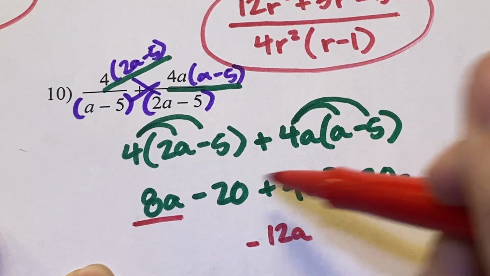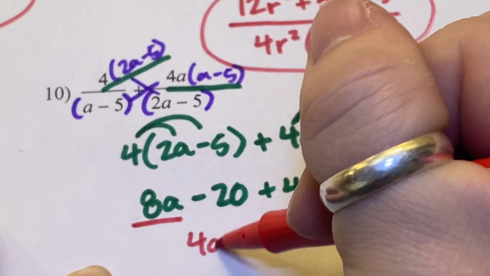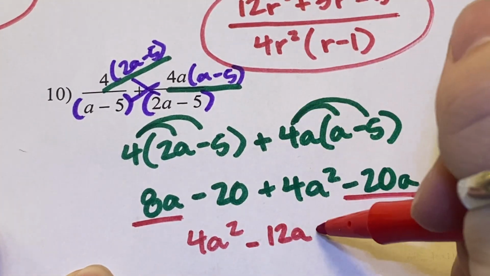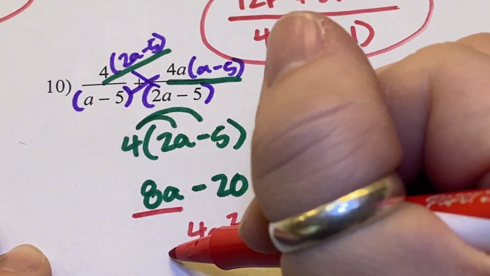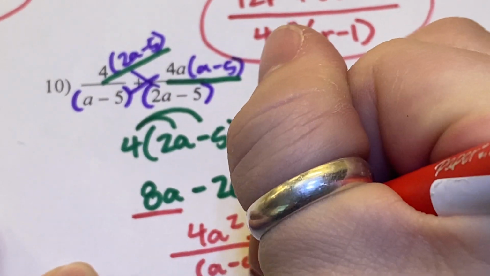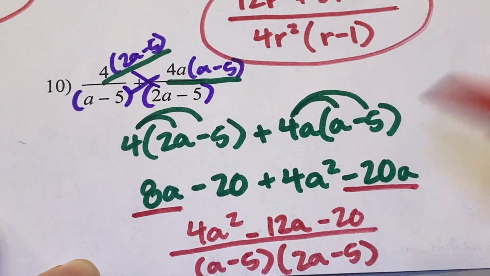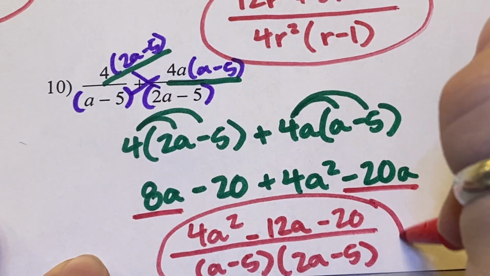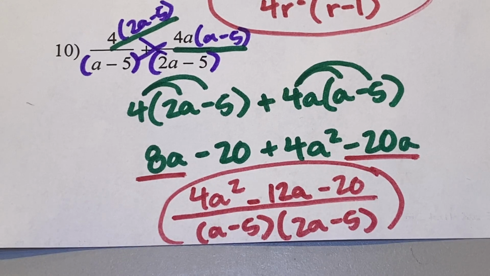Can't combine these guys. So again, I just like writing them in descending order, meaning this guy would come first, 4a squared, he's the highest. Minus 20 would come last. There's our numerator. Our denominator was just our pieces. We had a minus 5 as our first piece, 2a minus 5 as our second piece. We got the answer.